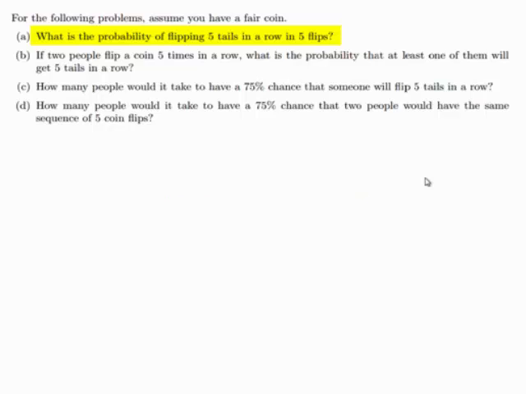We're going to change this problem slightly. Instead of using 5 heads in a row in 5 flips, we're going to use 3 tails in a row in 3 flips. And in fact, we're going to use 3 tails in a row everywhere. What is the probability of flipping 3 tails in a row in 3 flips?